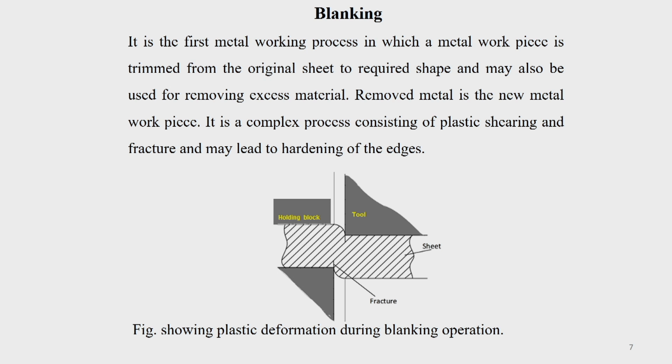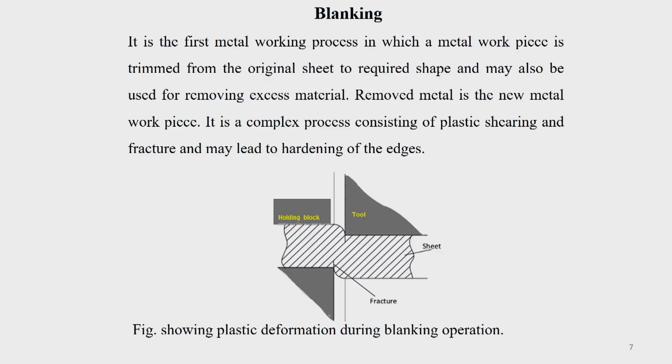Even if it is not from a coil, if it is from a standard sheet size, like, as I was telling, 6 feet by 6 feet or 6 feet by 8 feet, you may have to cut the material as per your requirement. For that, this blanking operation is used. Whatever metal is removed from the initial raw material will be the new workpiece, which you will use for subsequent operations. But blanking is not that simple. It is a complex process.